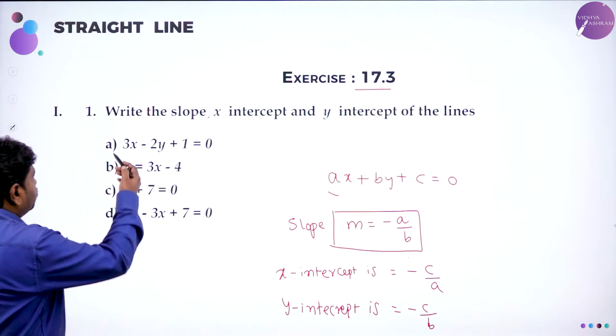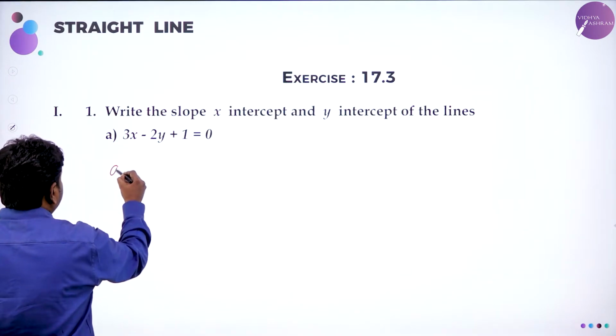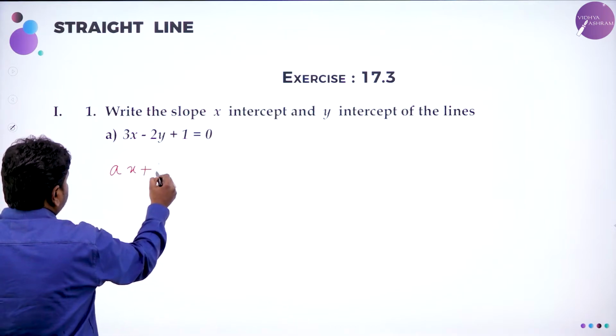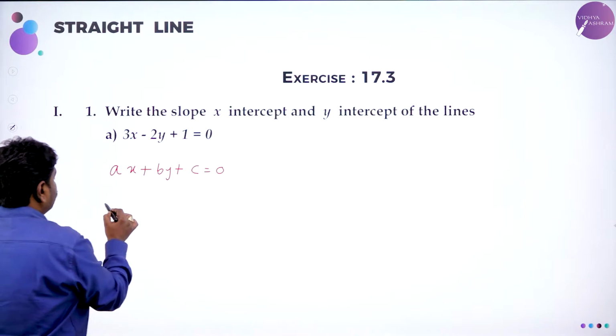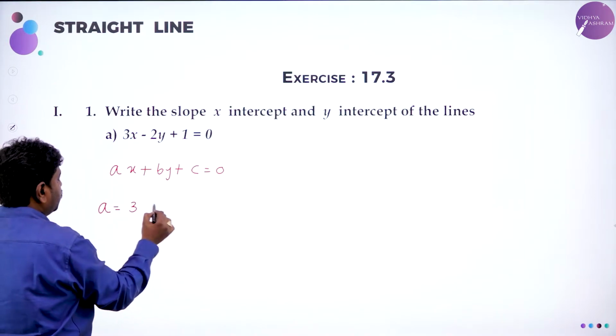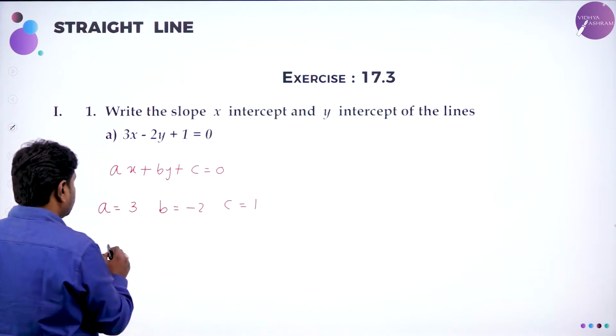So now starting from the first line, 3x minus 2y plus 1 equal to 0. Compare it with ax plus by plus c equal to 0. Write the values. What is a here? A is 3 and what is b? B is minus 2 and what is c? C is 1.